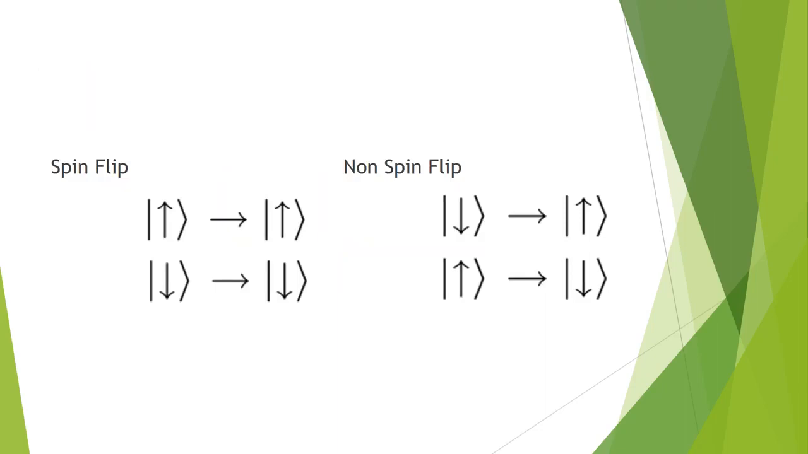Here is the diagrammatic view of the spin flip. The spin flips, downward and upward, are shown here. On the left side there is a spin flip, and the non-spin flip is shown on the right side.